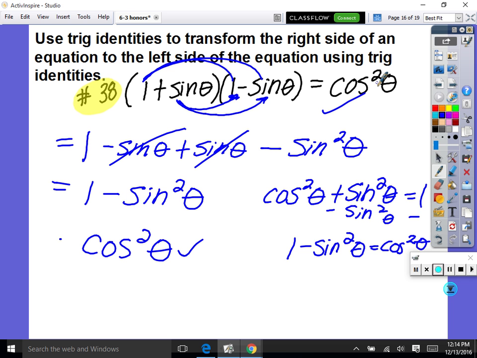Yeah, as long as you know where to start, kind of. So we are using this trig identity. So then we solve for cosine squared theta by subtracting sine squared theta. So we know 1 minus sine squared theta equals cosine squared. Okay?